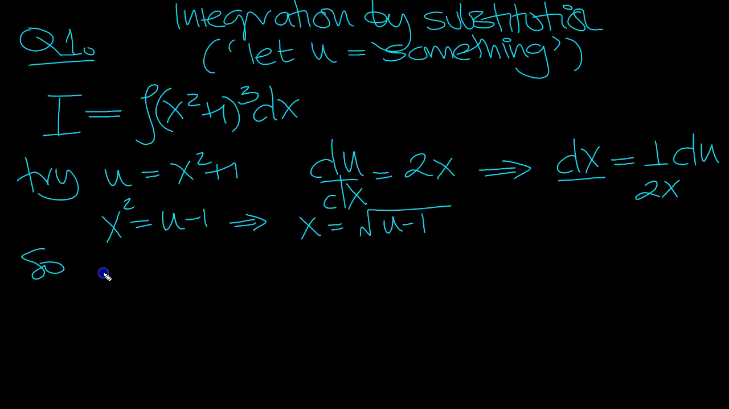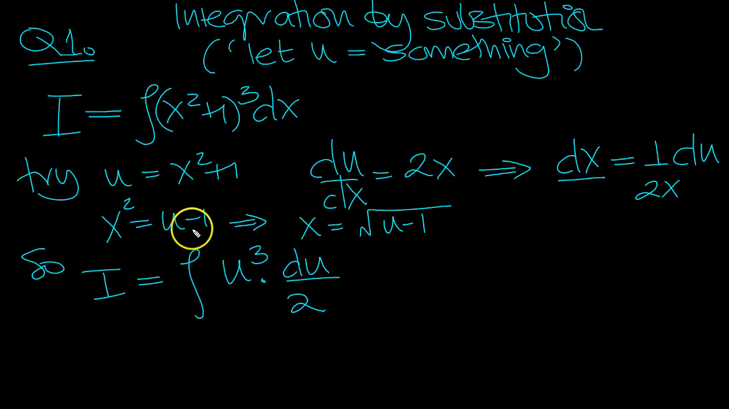So I equals then, let's have a look at it, the integral of u cubed times dx, which is du over 2x. But the x we can replace by the square root of u minus 1. But if you look at that as an integral, it's not made life any easier. So in this case, substitution doesn't work.